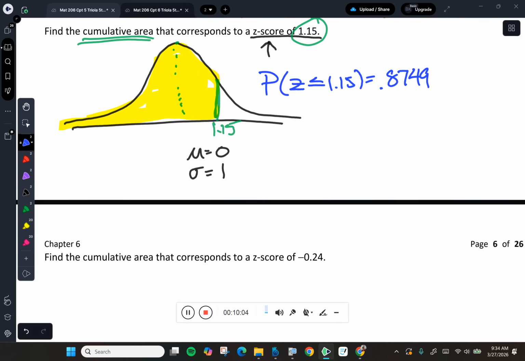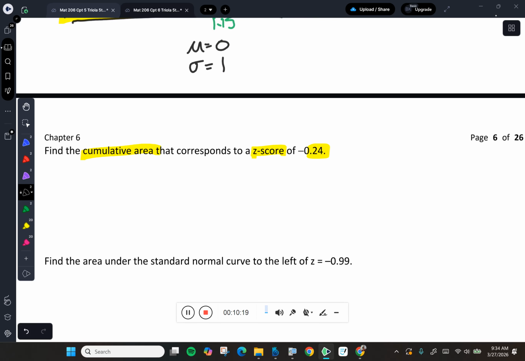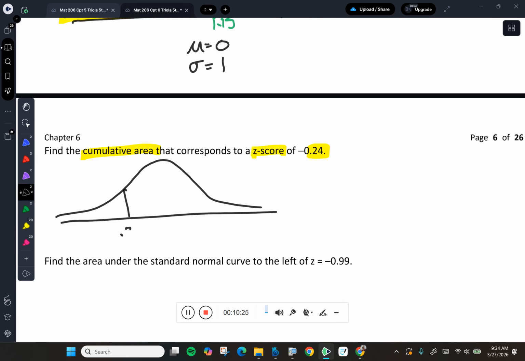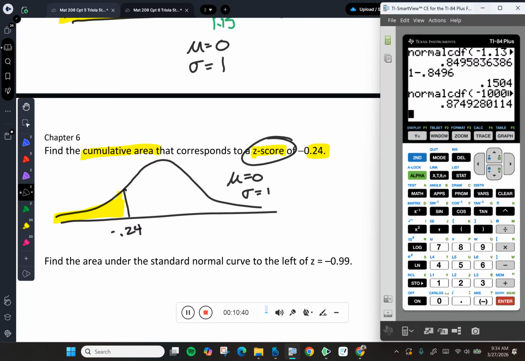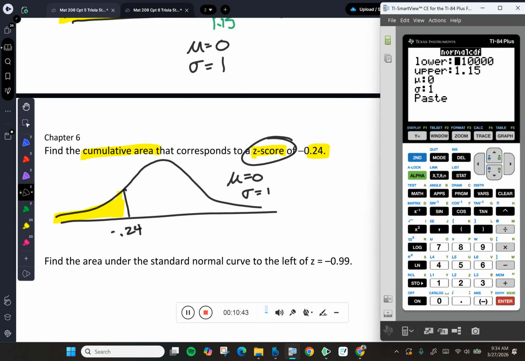Now, when you take a look at this next problem, is the next problem the same thing? Well, it says find cumulative area, so that means I'm looking at a left tail. Z-score, standard normal distribution, all they've done is they've changed it from a positive Z-score to a negative Z-score. So I think this is essentially the same problem, just we're over here now. And they want this left tail. Z-score tells me that my mean is still 0 and my standard deviation is still 1. So yeah, this is just the same problem again. So back to the same distribution. Only thing that's changing is now I'm looking at a negative 0.24 for my upper limit.